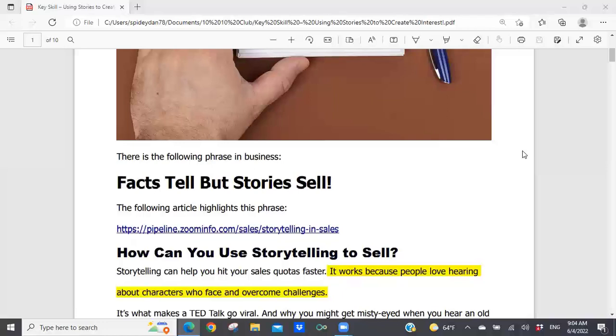You'll notice the first thing that I highlighted in yellow: it works because people love hearing about characters who face and overcome challenges. Our world is built on that. If you look at stories that really resonate with people, in fiction or even in nonfiction, it's people who have overcome obstacles and have made something of themselves. You can see yourself in that person, as they may be a character in a fictional story, or they may be a real life individual. Their story causes a change in you or a desire in you to want to do something like that.